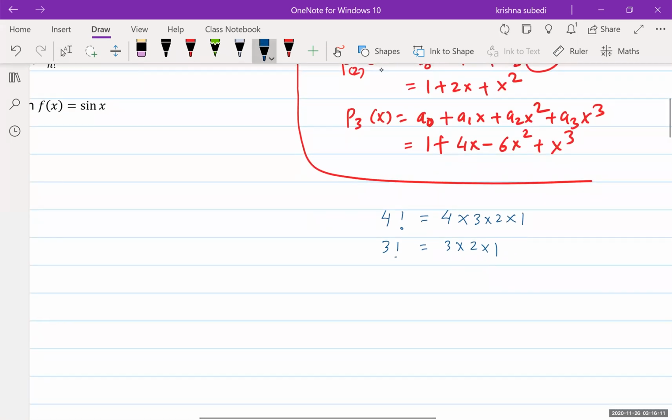Now, in the same way, can you tell me what is factorial of negative 3, or negative 4, for example? What is the factorial of 1? What is the factorial of 0? What is the factorial of negative 3? What is the factorial of negative 4? Think about this.